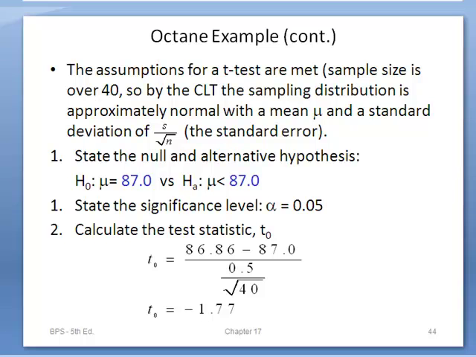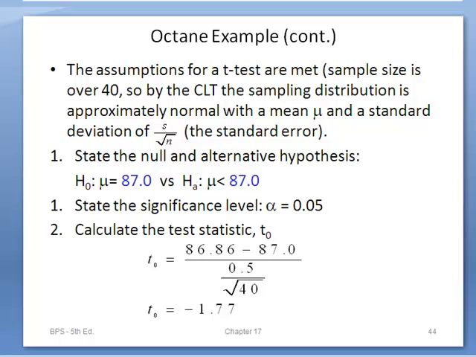Well, first we look at the assumptions. The assumptions for the t-test are met. We have a simple random sample. It has a size of 40. So as we know by the central limit theorem, our sampling distribution is approximately normal. It has a mean of mu, but the standard error that we need, since we don't have sigma, is s over the square root of n. That's why we're in a t-distribution with 39 degrees of freedom.